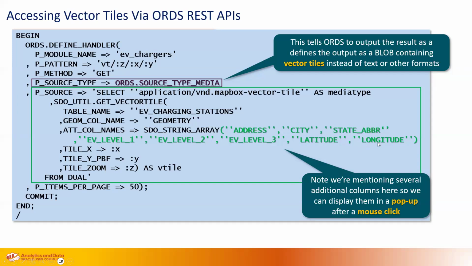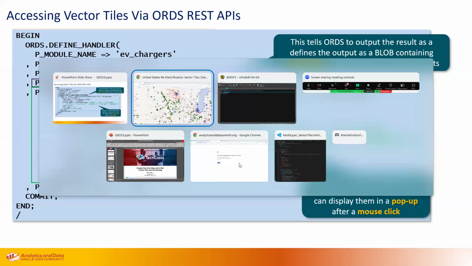If that looks familiar, it should look familiar. Except notice for this one, the table, EV charging stations, uses the geometry column as the source for the vector tiles themselves. And then here's a bunch of attribute column names. Remember when I showed you that one I clicked that I said was near my cabin in Wisconsin, and it had EV level 1, 2, and 3 chargers of 0, 4, and 2? That's where it's getting that data from. And then we pass the X, Y coordinates of the vector tile and the zoom level here. How do we tie that all together? A little bit more code.